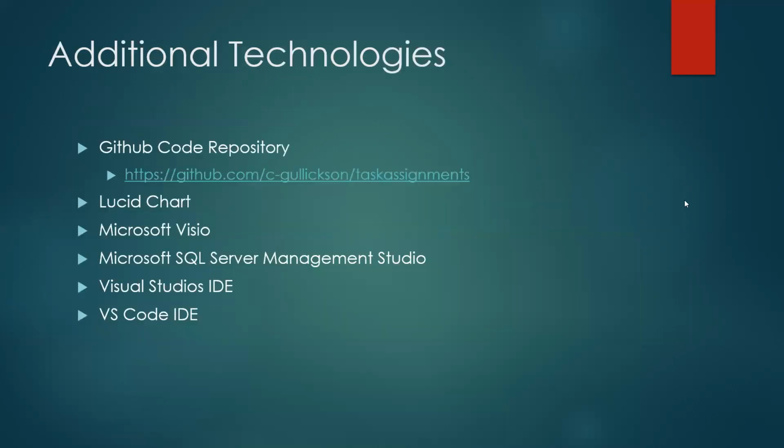Other miscellaneous tools used by this project include GitHub, acting as a code repository for the complete code base, as well as Lucidchart and Microsoft Visio for creating and generating diagrams and documents during the architectural design process.